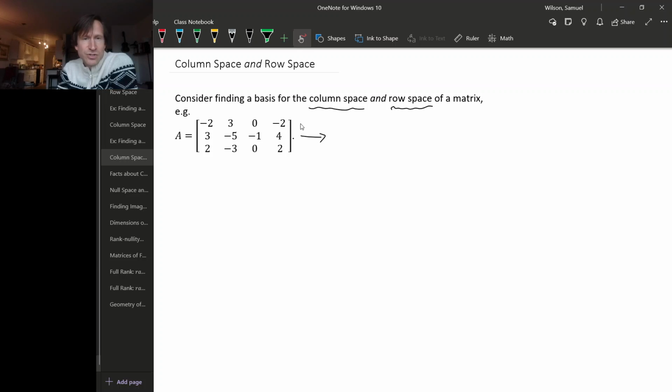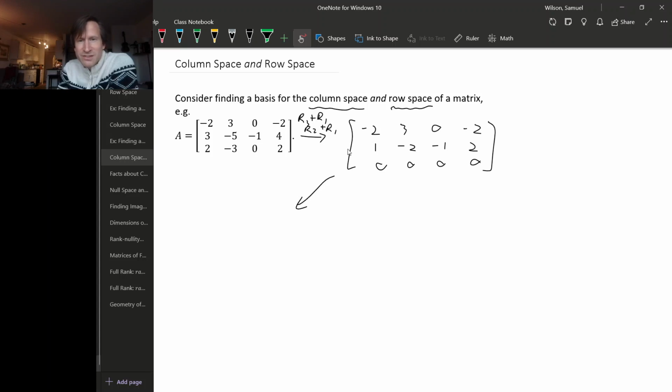So let's do row 3 plus row 1, and then while we're at it, let's do row 2 plus row 1. So we aren't changing row 1, so minus 2, 3, 0, minus 2, and then add row 1 and row 2, so 1, minus 2, minus 1, 2, and then add row 1 and row 3, so 0, 0, 0, 0. Okay.